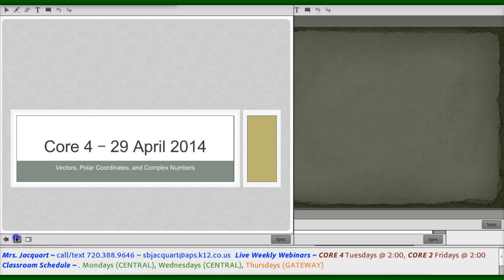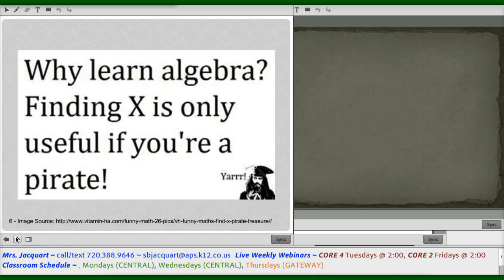Remember you can push pause when you need to write down better notes, but remember all this stuff is also built out in Schoology. This is to try to help you.